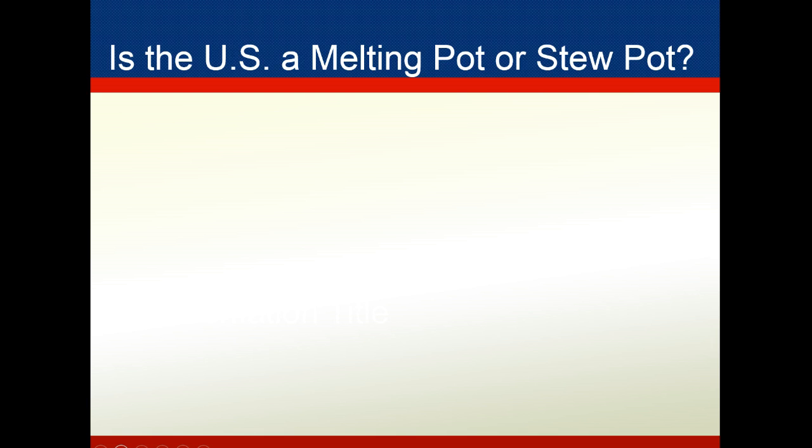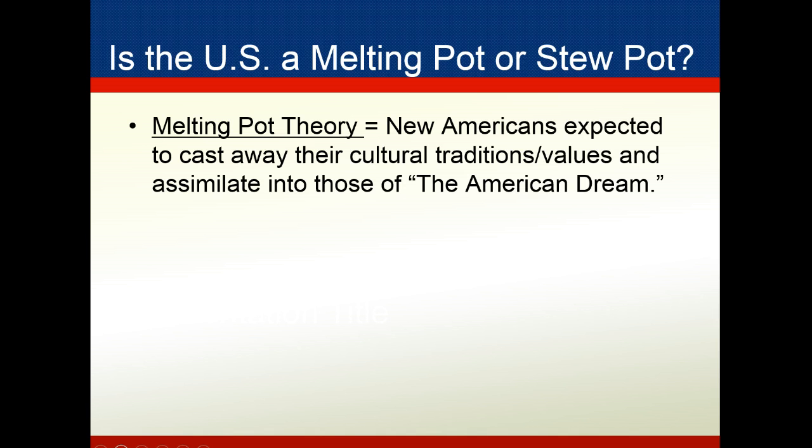The melting pot theory says that when you are a citizen of the United States, when you come here as an immigrant or when you're born here, you are expected to give up whatever culture you or your family came from, or minimize it at the very least, and to jump into this big old pot where everybody's melted together and we all become something called an American, whatever that may be. The melting pot theory says that new Americans are expected to cast away their cultural traditions, values, and so forth, and to assimilate into that American dream, to jump into the melting pot and be melted down.